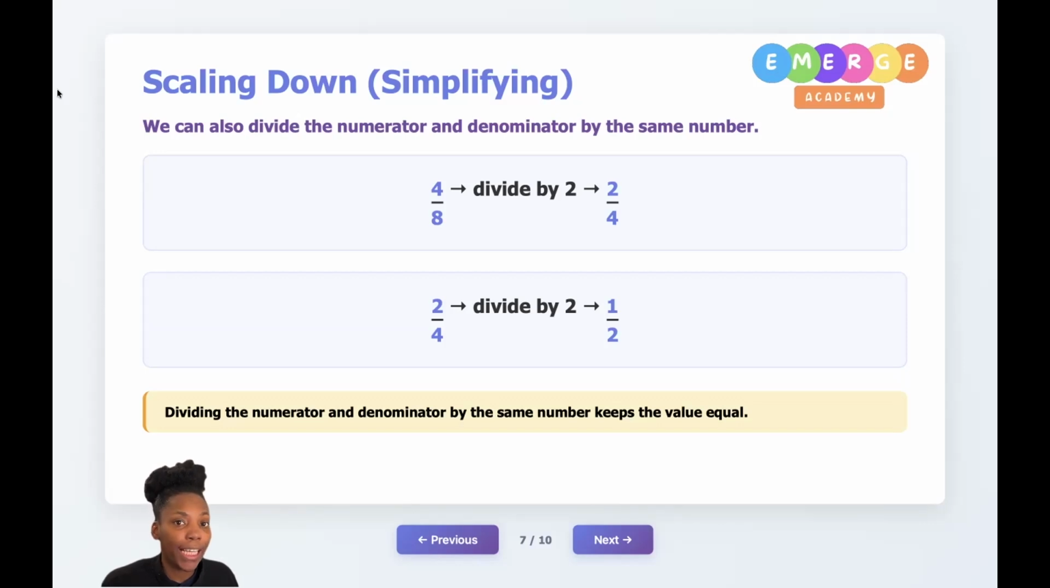Now let's look at what we call scaling down. We can also divide the numerator and denominator by the same number. So in this case, if we take 4/8 and we divide it by 2, we get 2/4. If we take 2/4 and divide that by 2, we get 1/2. Dividing the numerator and denominator by the same number helps to keep the value equal, which means that it won't change in value. But don't worry about this too much. We will delve deeper into simplifying fractions in a later video.